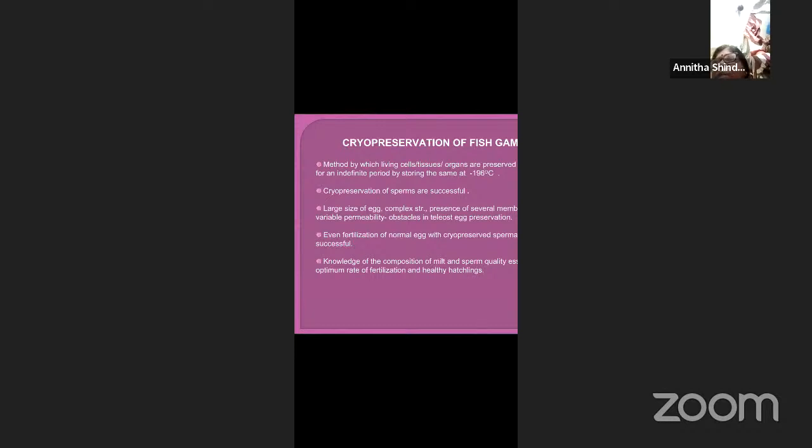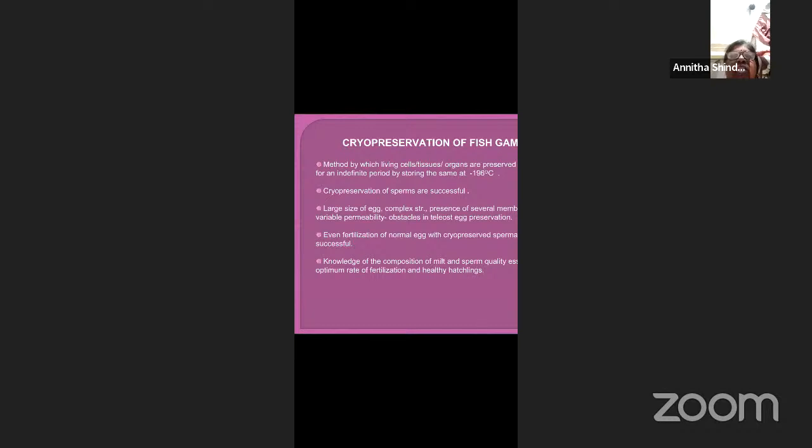Preservation is very, very important. Before you go for spawning and before you go for fertilization, that is the production of either a transgenic or whatever it may be, you have to preserve them. So how do you preserve them? Cryo means cold. At very, very low temperature you have to preserve them.